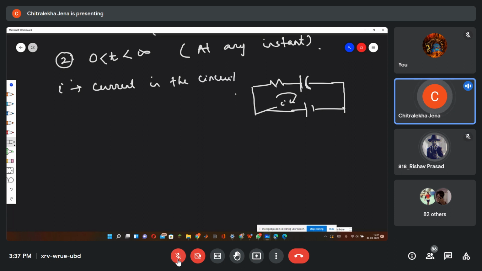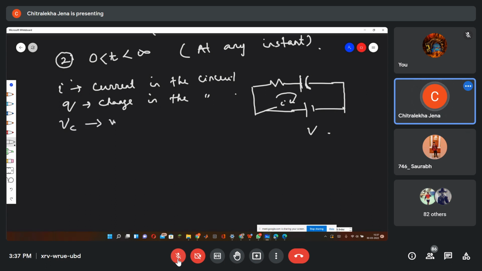Now, q is the charge in the circuit. q is not 0, not capital Q. I is not 0 or V by R. I is in between 0 to V by R. q is between 0 to capital Q. What about the VC? VC will be the voltage across the capacitor at any instant.